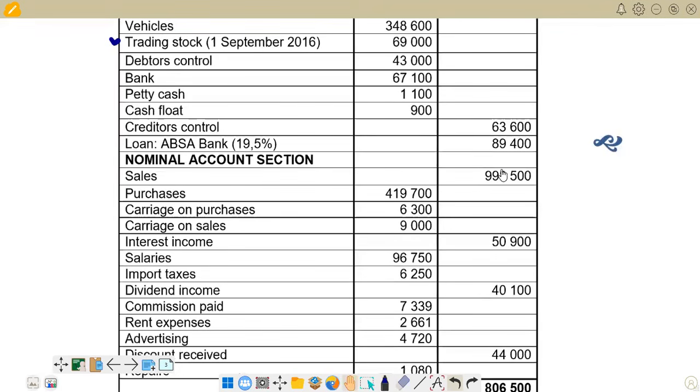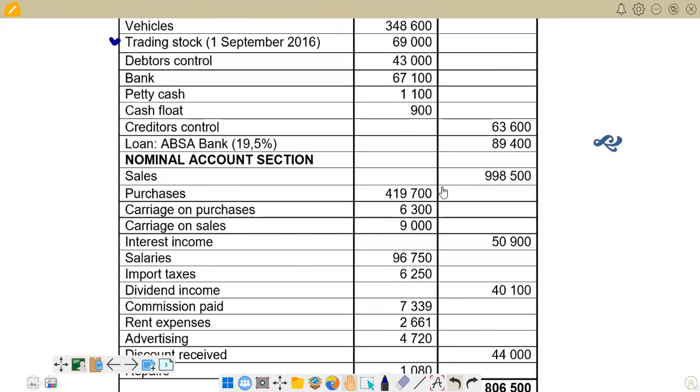Then if we have returns, they are going to reduce the amount of sales that we have there, so that we get the amount of net sales. We can post the amount of net sales on the credit side, or we can put the sales returns on the opposite side, that is the debit side.